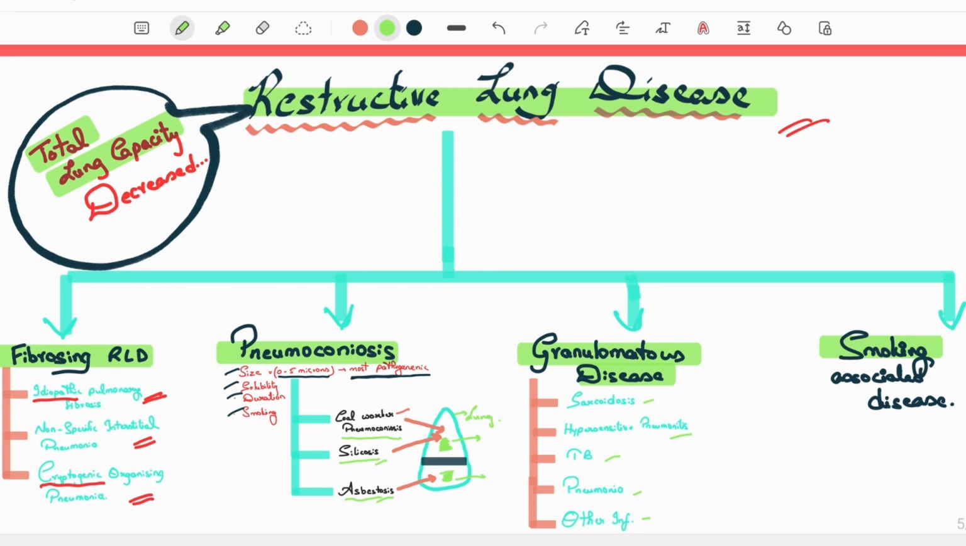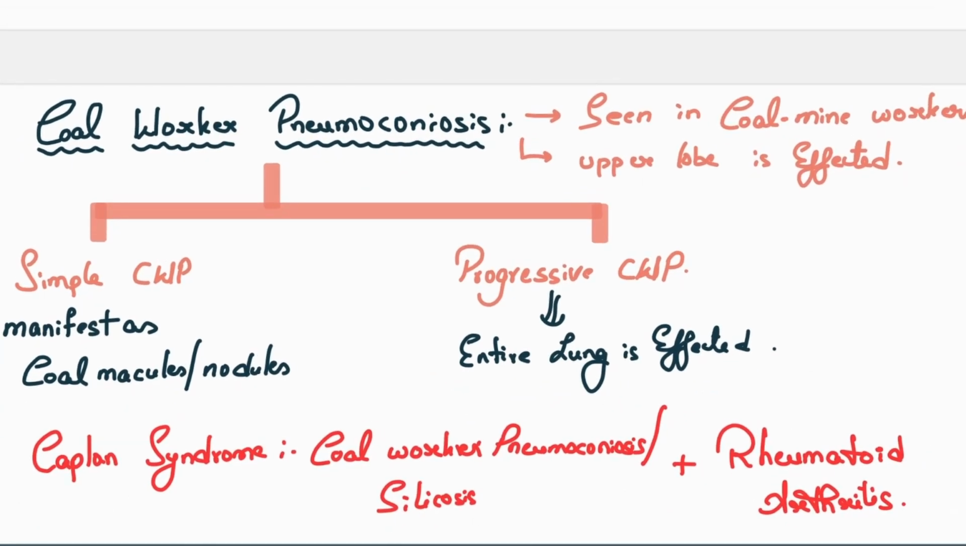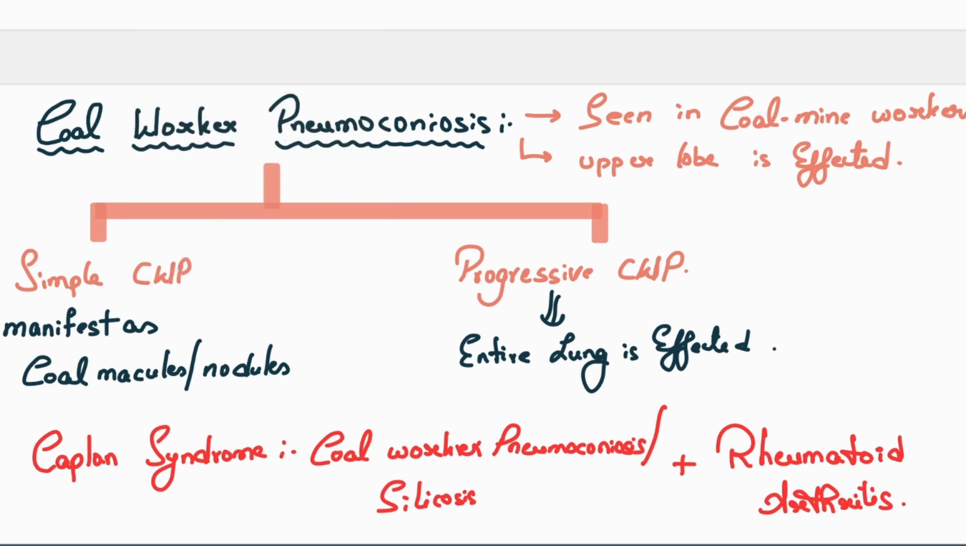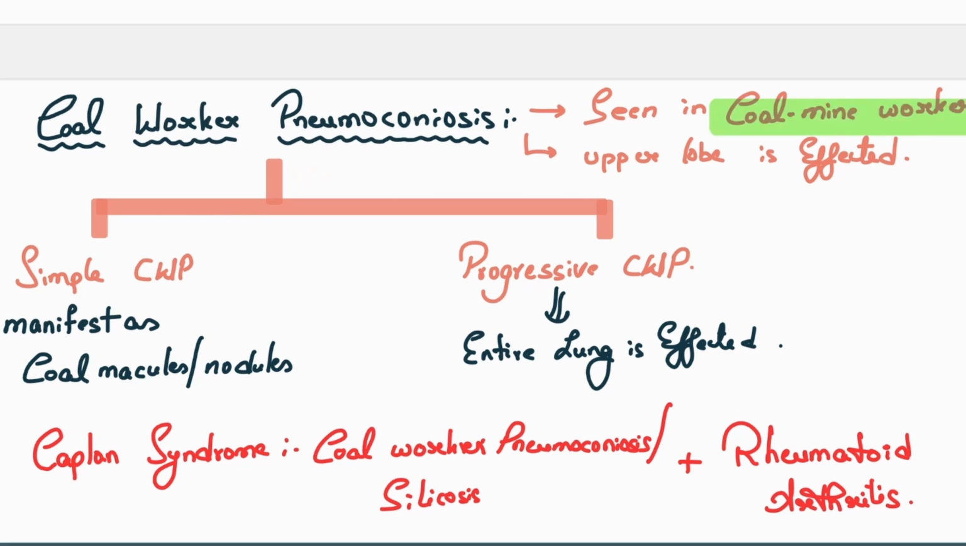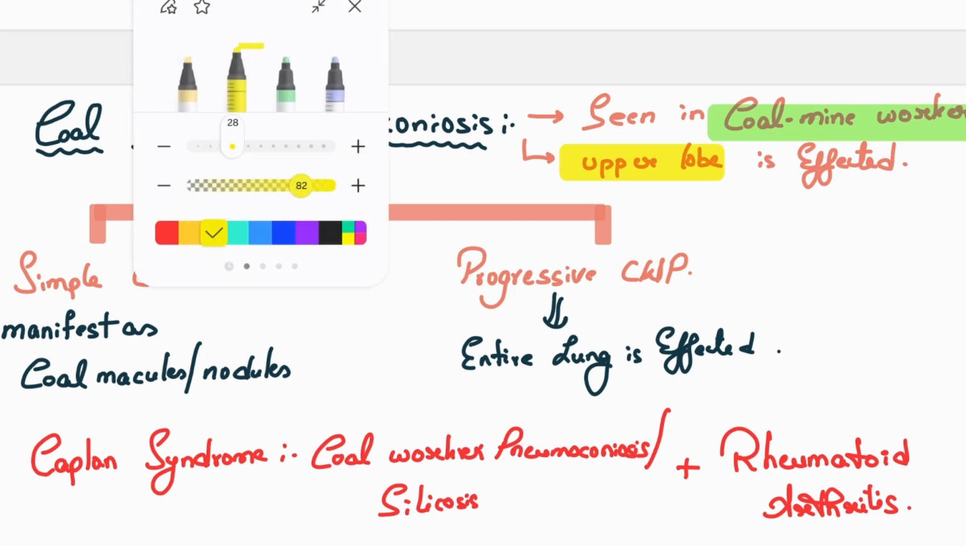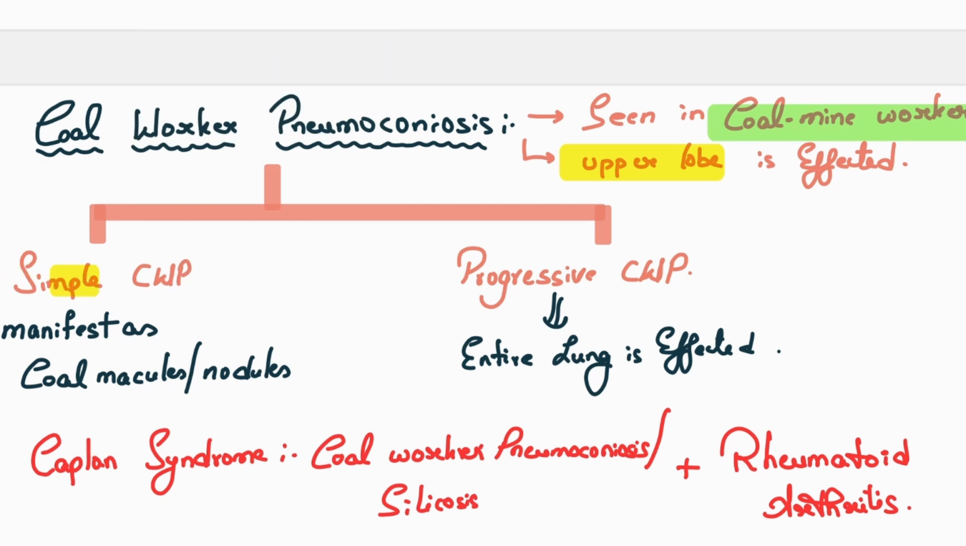Okay. Let's go into coal workers pneumoconiosis. The name itself is telling us something. What is it saying? It is caused in coal mine workers. Means the people who are working in the coal mines are majorly affected, and the part of the lung affected is the upper lobe. They are further divided into 2 types. First one is simple and second one is progressive.